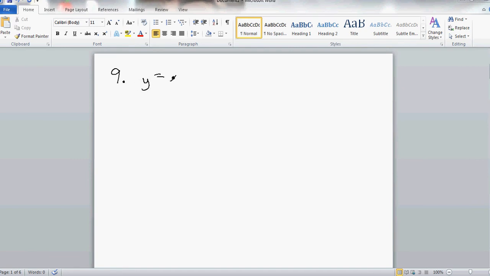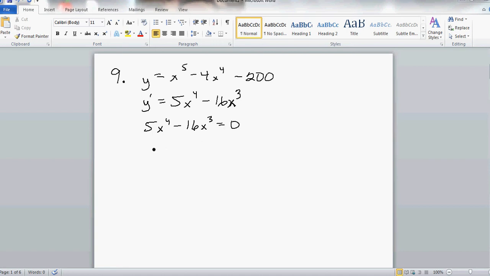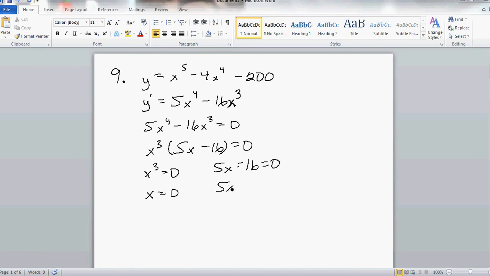So we get y equals x to the 5th minus 4x to the 4th minus 200. The first thing we need to do is the first derivative test, which is y prime. That will be 5x to the 4th minus 16x cubed minus 0. We need to find out when this equals 0. Set 5x to the 4th minus 16x cubed equal to 0. We can pull out an x cubed everywhere, and we're left with 5x minus 16 equals 0. So x cubed equals 0, which means x equals 0, or 5x minus 16 equals 0, which means 5x equals 16, or x equals 16/5.